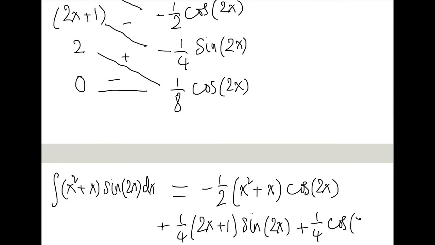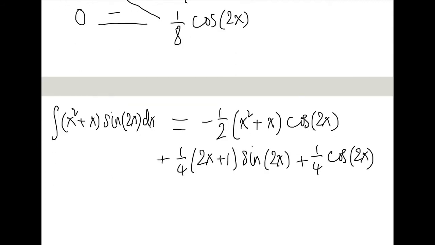And lastly, we need to minus the integral of the product here, but 0 times anything is 0, and we integrate that, we get c. So it's just c here. You could add c or minus c, it doesn't matter because it's just a constant. So this is the answer.